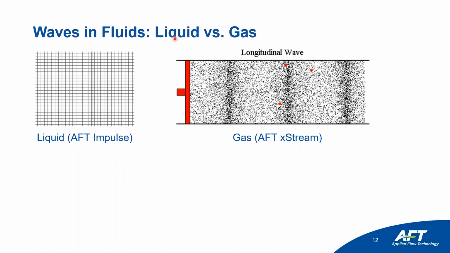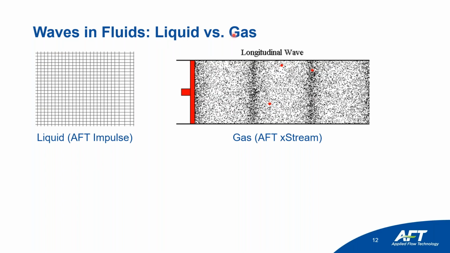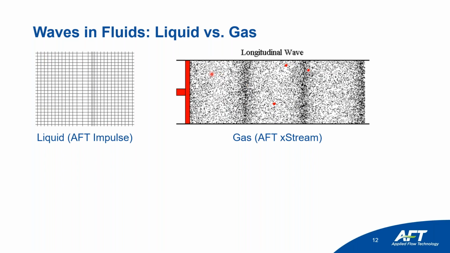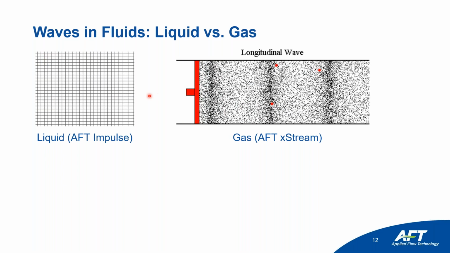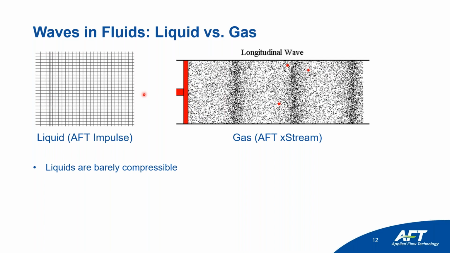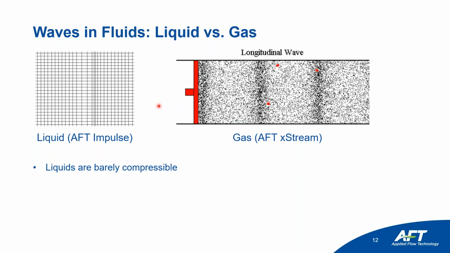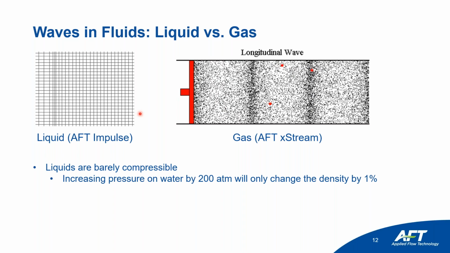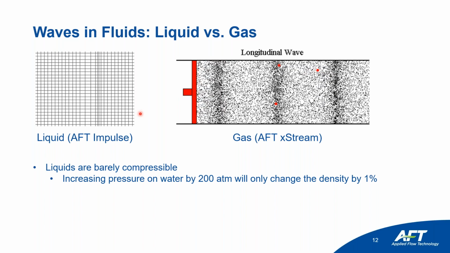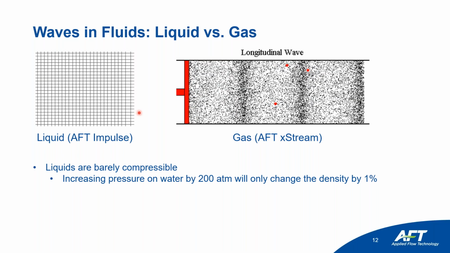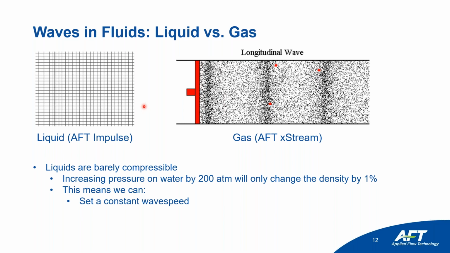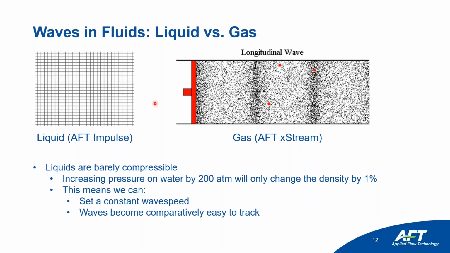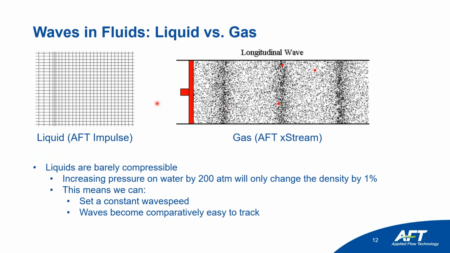So let's talk about the difference between the waves traveling in liquid and gas. Here we have an animation. This is an animation in liquid, and this is an animation in gas. So when we talk about liquids, liquids are barely compressible. Increasing pressure on water by 200 atmospheres will only change the density by 1%. This means we can set a constant wave speed, and that's what you see in AFT Impulse. Waves become comparatively easy to track.